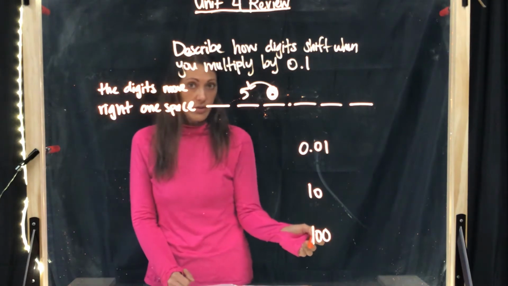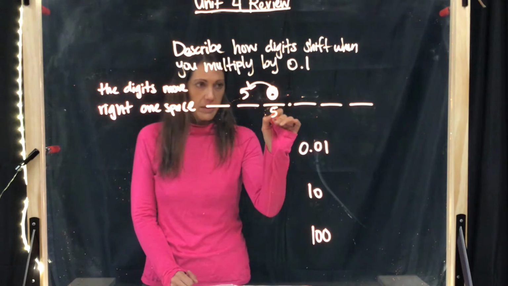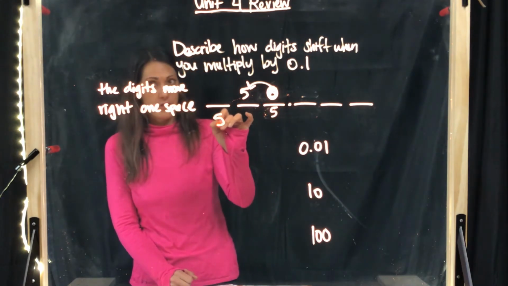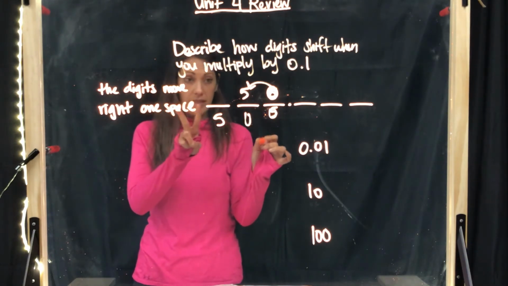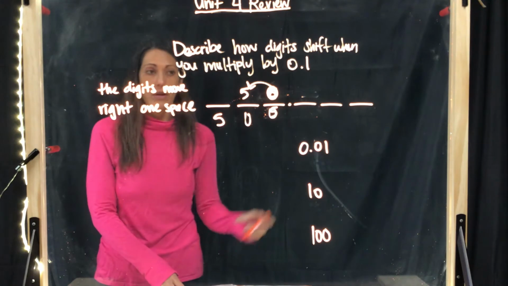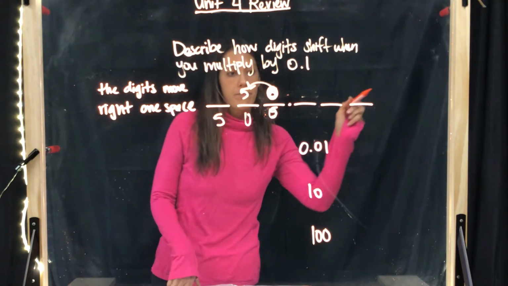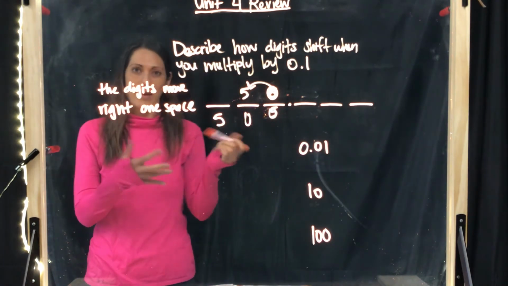Again, if it's at 100, and I'm thinking about the 5 still here in the ones place, if I multiplied that by 100, that would be 500. So that would mean that the 5 would move 2 places to the left with a whole number. So when you have decimals, your number is moving right, it's getting smaller. And when you have whole numbers, your number is moving left and it's getting bigger.